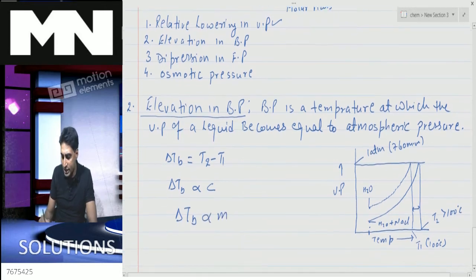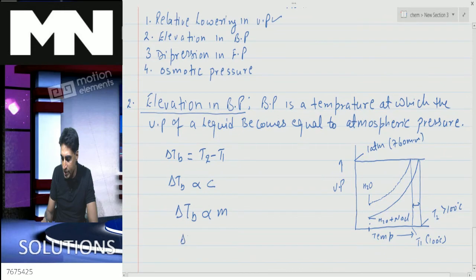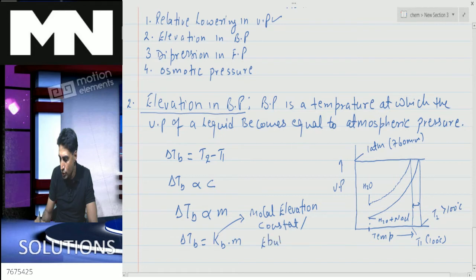Or I can say delta Tb is equal to Kb into molality, where Kb is known as the molal elevation constant, also known as the ebullioscopic constant.